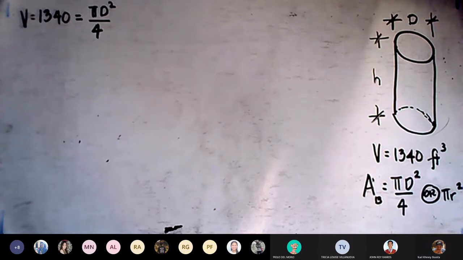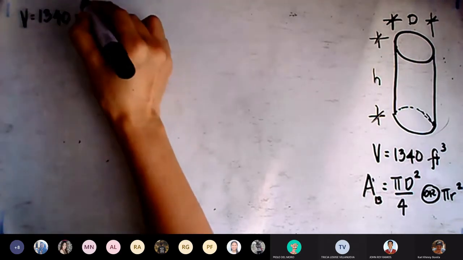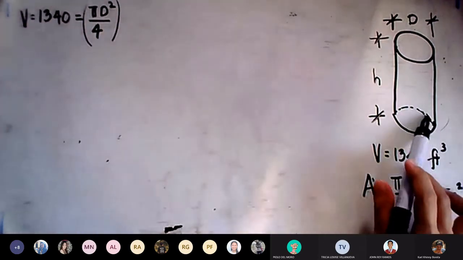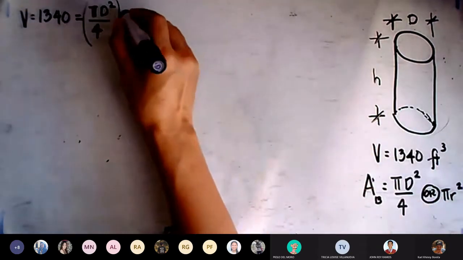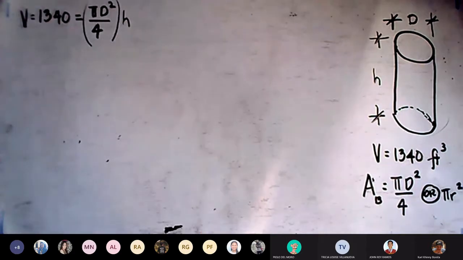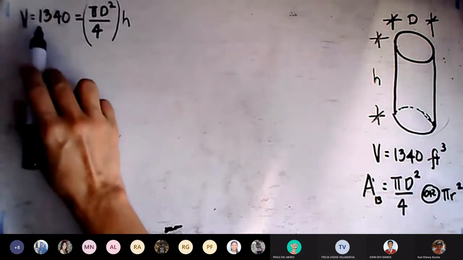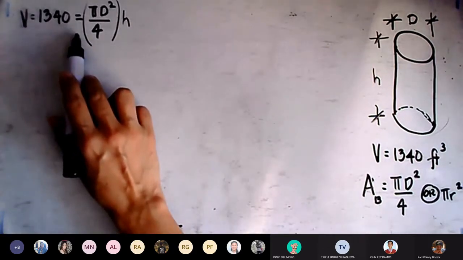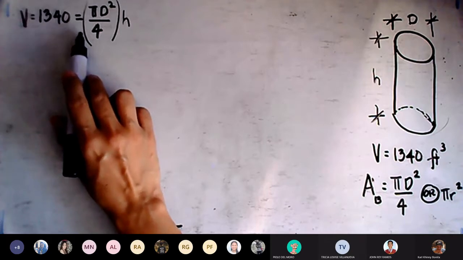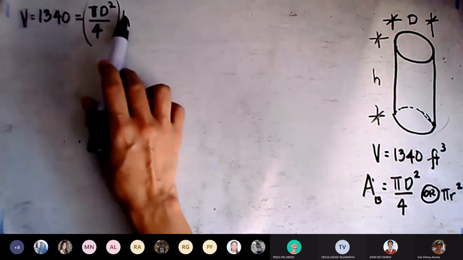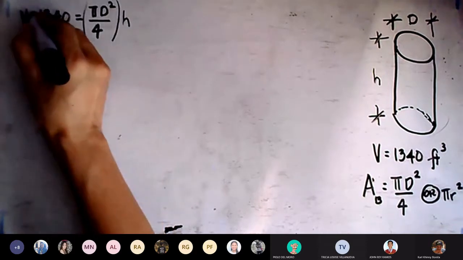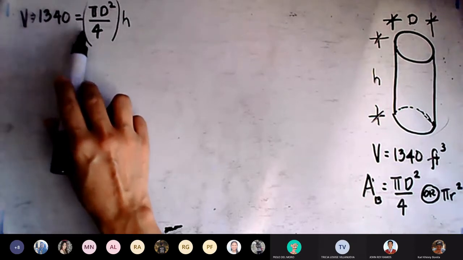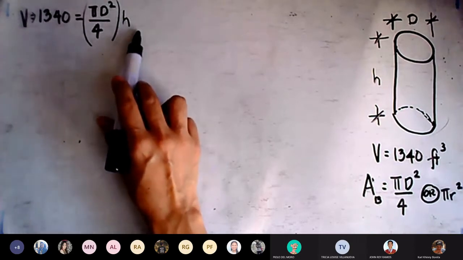So, that means if we are going to determine the volume, all you have to do is to multiply the area of the base by the height. So in that case, since the volume is equal to 1,340 and we have the formula for the volume, which is equal to pi d squared over 4, then that means the volume is simply 1,340 equals pi d squared over 4 times h.